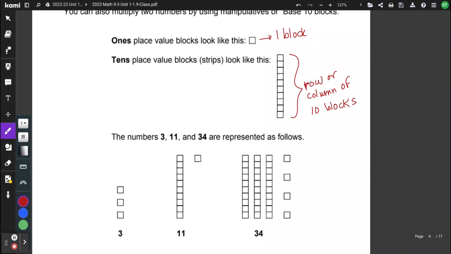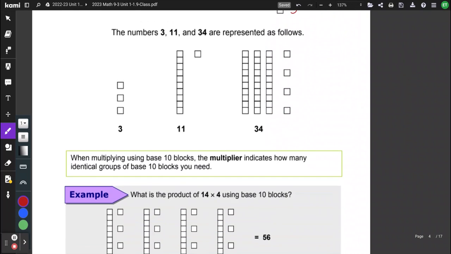Okay, so it's going to be a row of 10. So now if I wanted to see the number 3, they're showing us the number 3, they're putting it vertical. Here they're showing us 11. So they're showing us a base 10 plus a 1. So they're basically going to be counting by 10s. So when you're using base 10 blocks, you're counting by 10s.